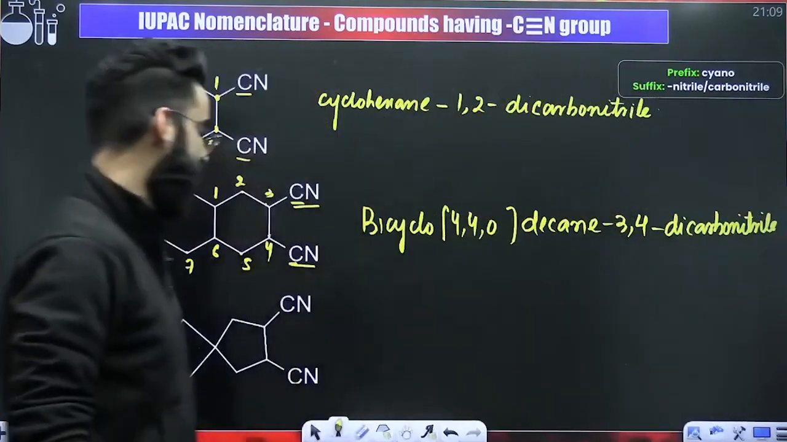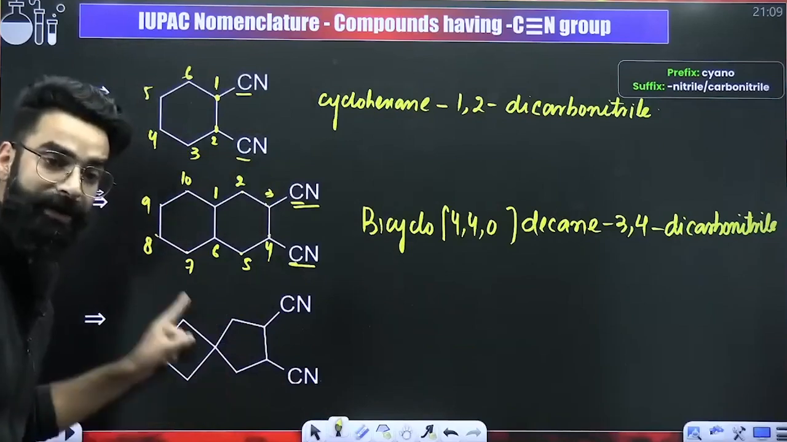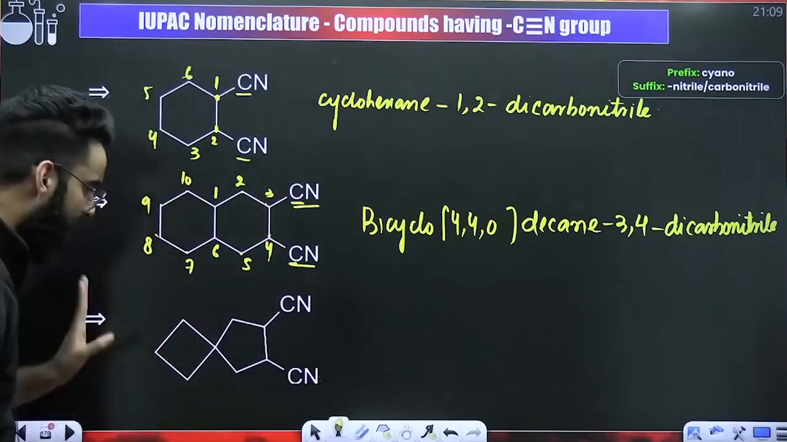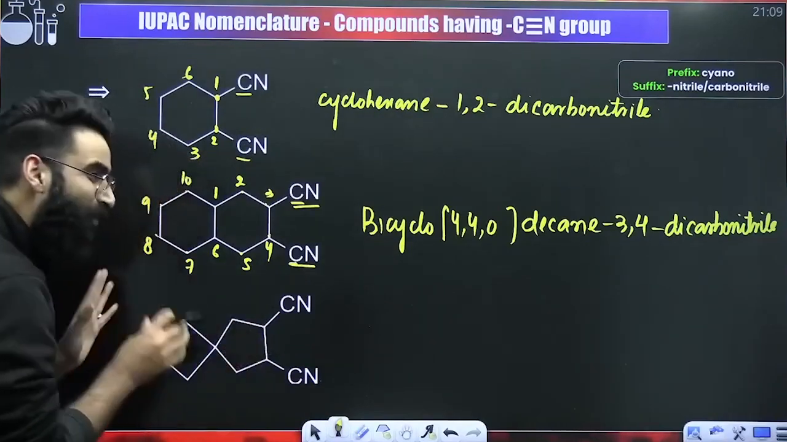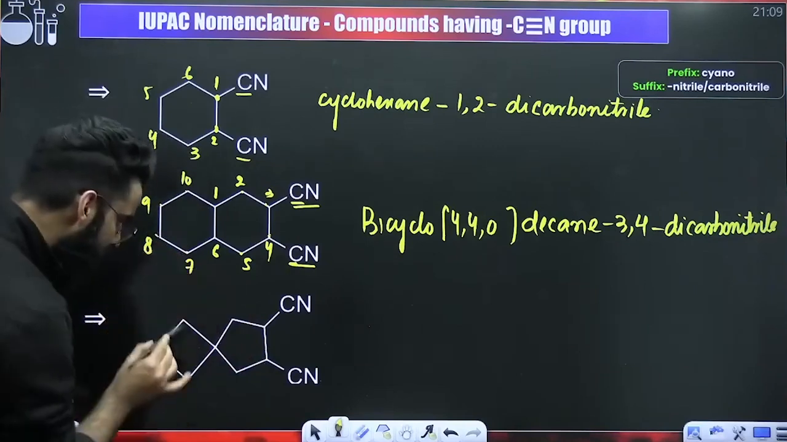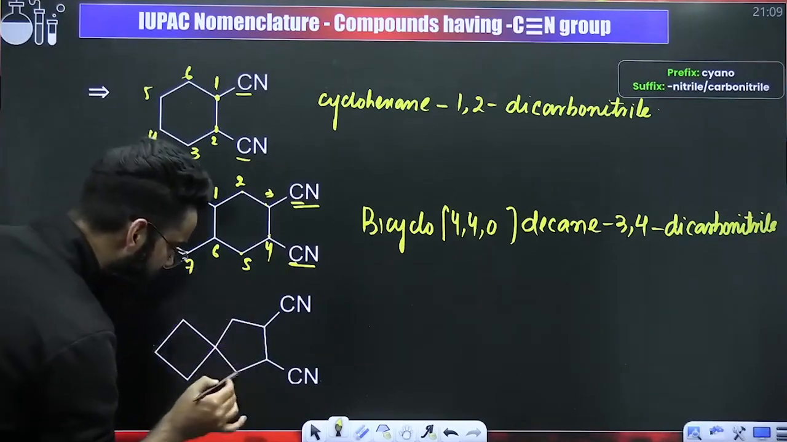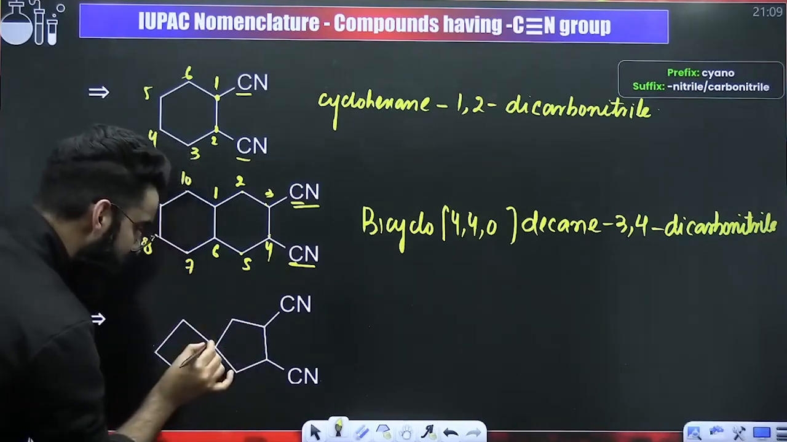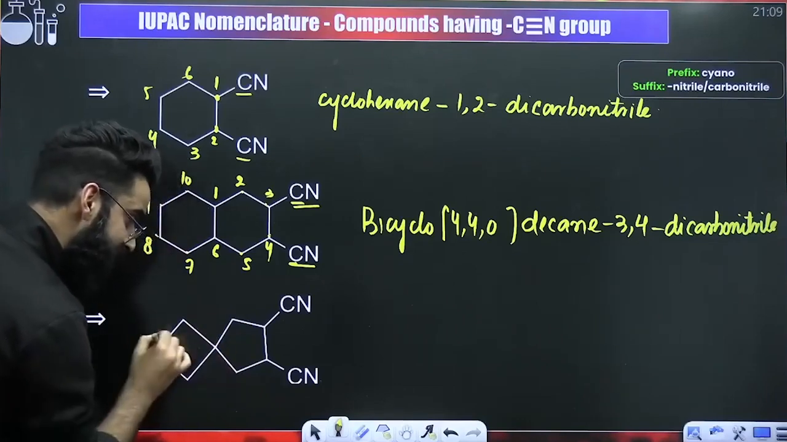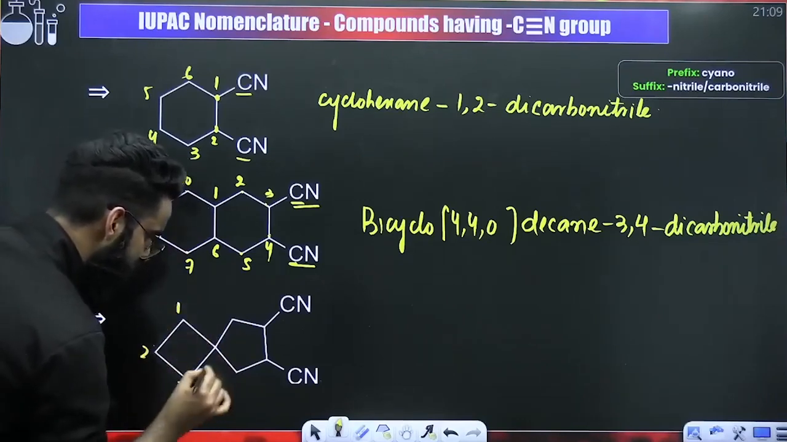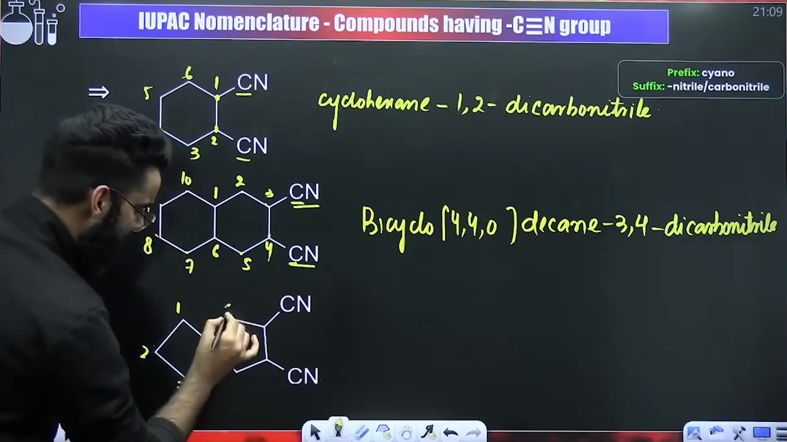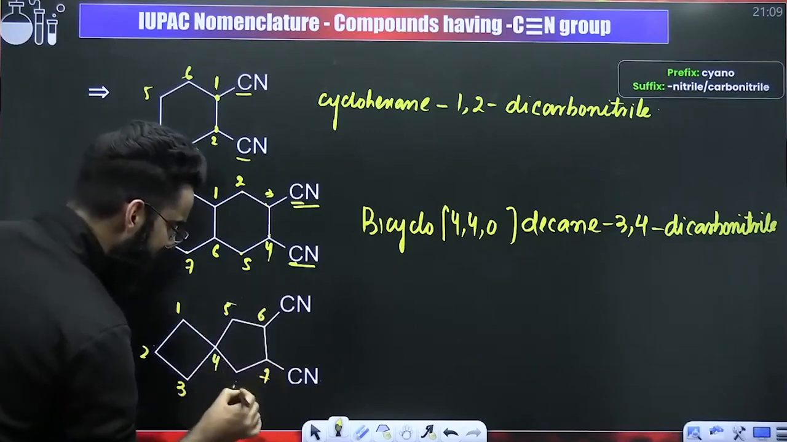3,4-dicarbonitrile. Look at this particular compound. It's a spiro compound. In a spiro compound, we start with the smaller ring. 1, 2, 3; 1, 2, 3, 4. Start the numbering not from the spiro carbon, but from the carbon adjacent to it. Calling this 1, this is 2, this is 3, this is 4. Now it's simple: 5, 6, 7, 8.